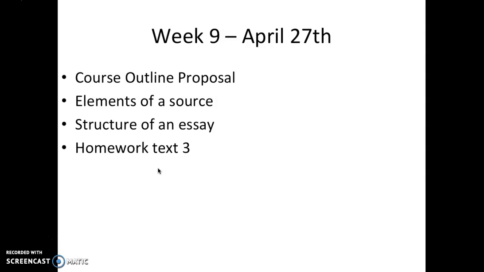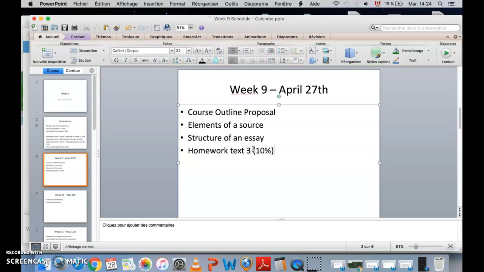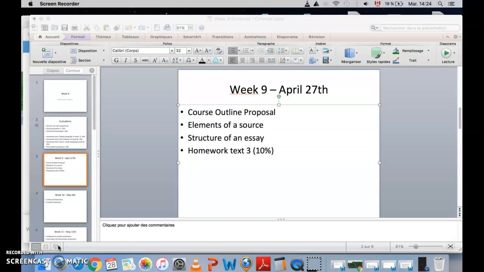So this week, it's week 9, April 27th. This is what we did, and what we're going to do: course outline proposal, elements of a source, I'm going to talk about this, structure of an essay, homework text number 3. This here, it's worth 10%, and it's due next week.